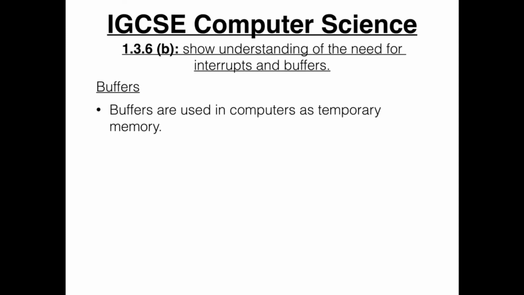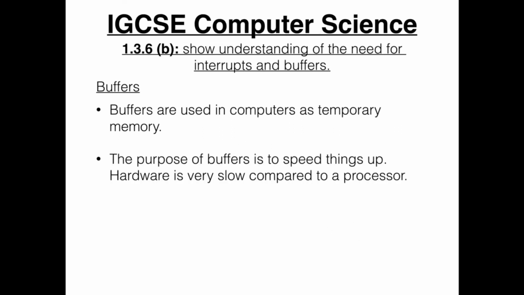Buffers are a little bit different. So buffers are used in computers as temporary memory. The purpose of buffers is to speed things up. And this is because hardware is very slow compared to a processor. So you can think of it kind of like this.